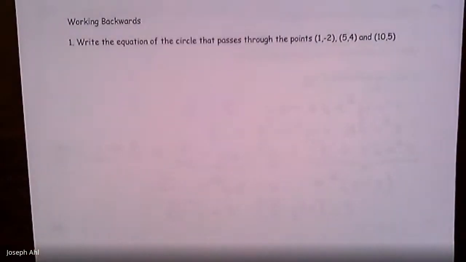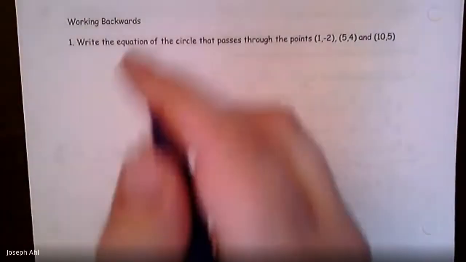If you turn to the next page, we have some questions where we're going to work backwards. And there's 2 questions like this in the notes today. Write the equation of a circle that passes through these points: (1, -2), (5, 4), and (10, 5). So the idea behind this is that if we know 3 points on the outside of a circle, we don't know the center at all, but we can use a process that would allow us to find the equation of the circle, given that we know that it passes through these 3 points.